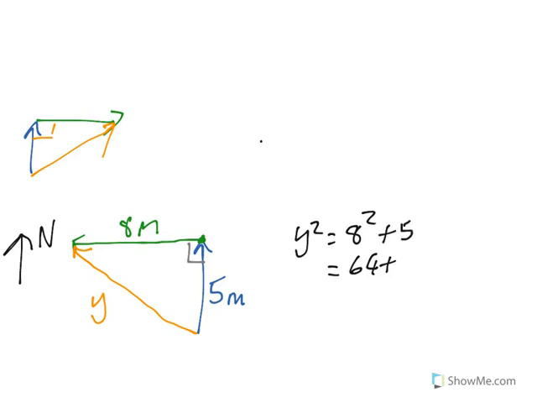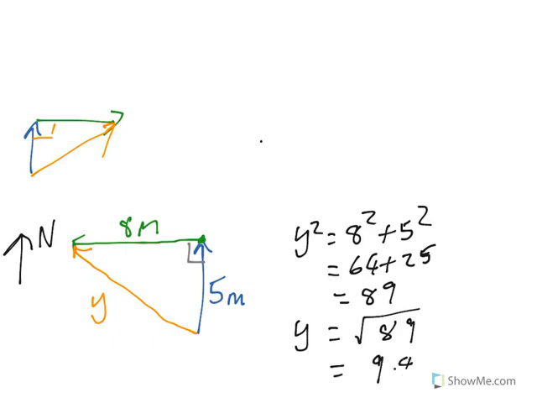Plus 5 squared, 25, which is 89. And so y would be the square root of 89, which when you get your calculator out is 9.43 metres.